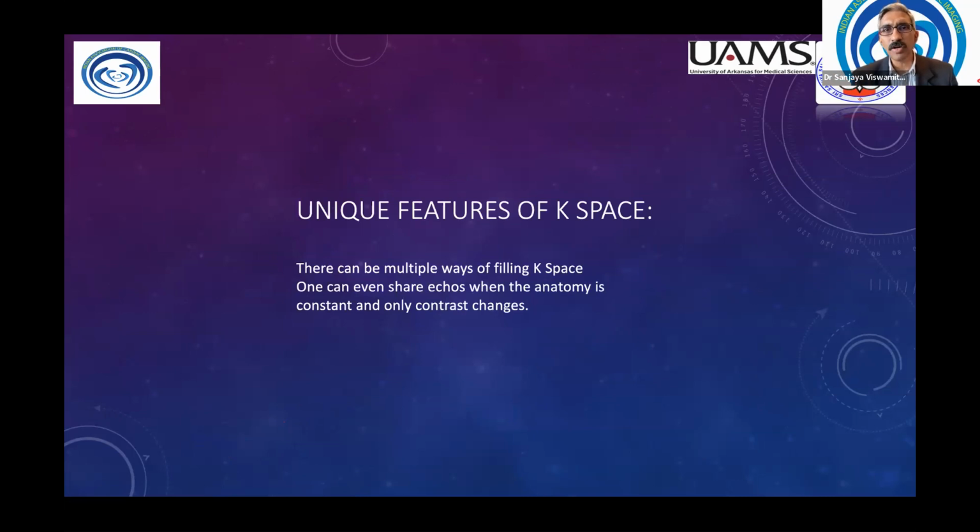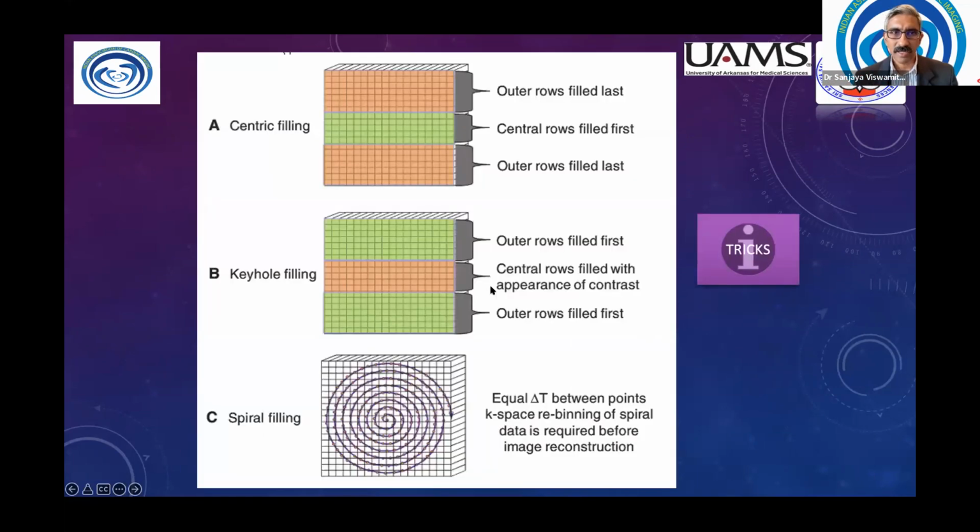So let us now move on to the unique features of K-space, which might help us as we move forward with using K-space as well. First thing I mentioned was that there can be multiple ways of filling K-space, right? One can even share echoes across anatomy when the anatomy is constant. So this is an example of 3 different ways of filling K-space that you see here.